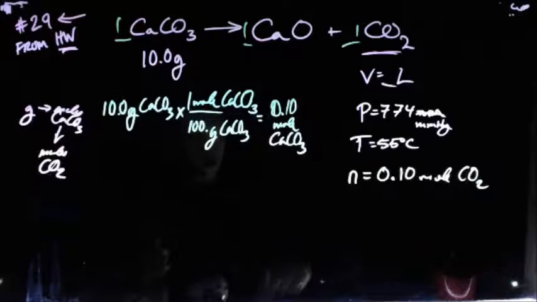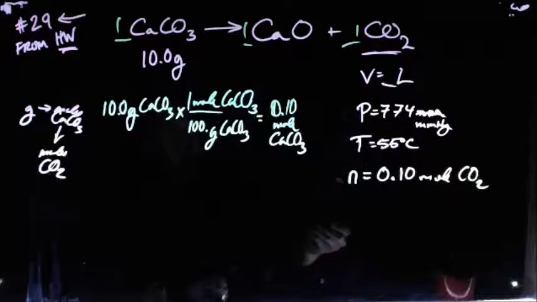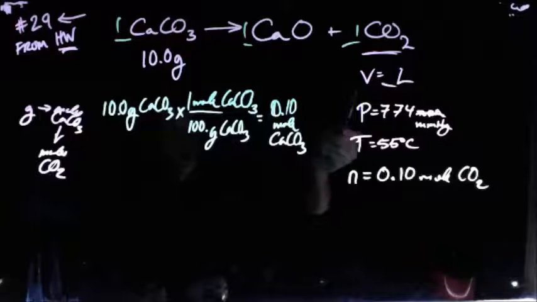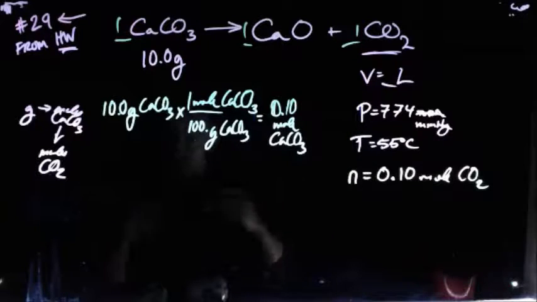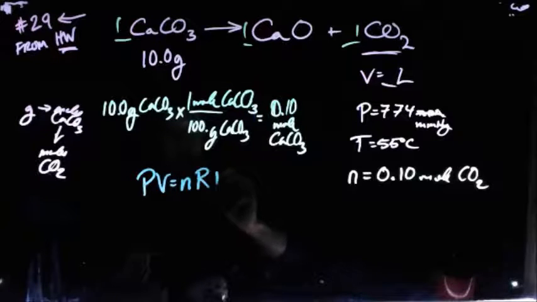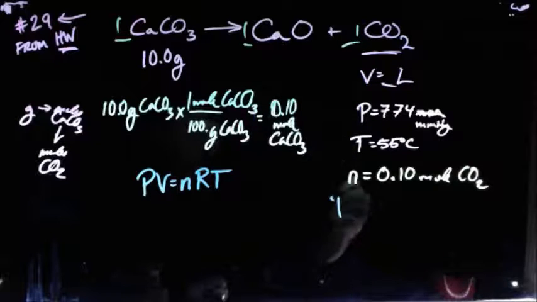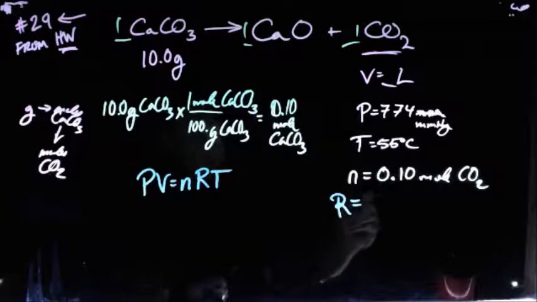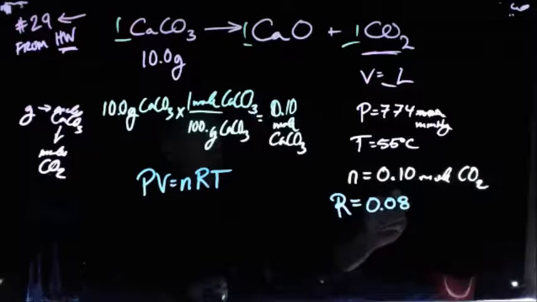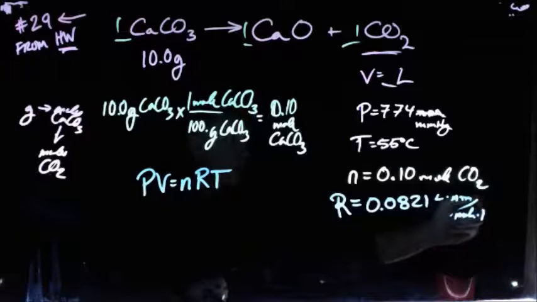Now, I would hope we would recognize, you have P, T, and n, and need to solve for volume. So we are going to use the ideal gas law, and that is PV equals nRT. So we have P, T, and n, but we need R, and R is a numerical constant, 0.0821, and that is liter atmospheres per mole Kelvin.